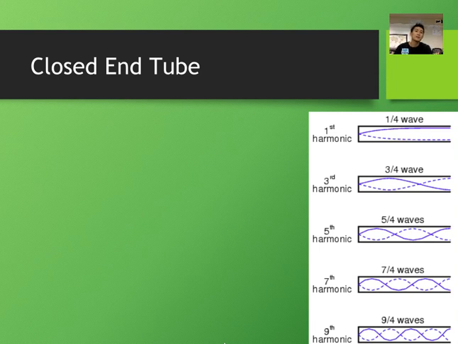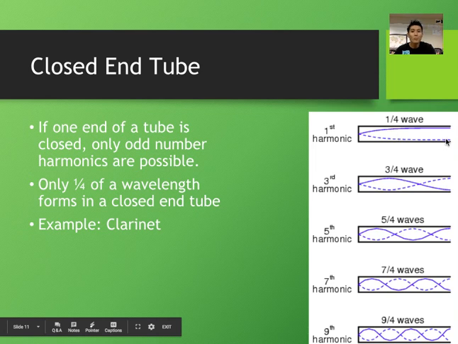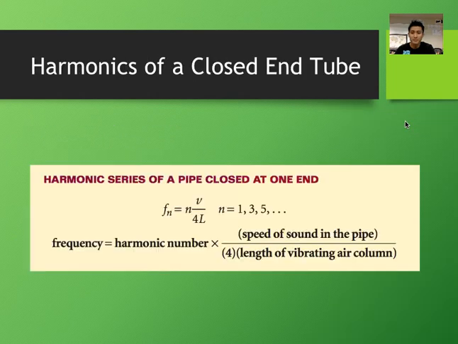Now, closed-end tubes are another category of musical instruments. An example would be a clarinet. If only one end is open, only odd-numbered harmonics are possible, which is really interesting. Only a quarter of the wavelength forms in the closed tube, as opposed to half in the flute.